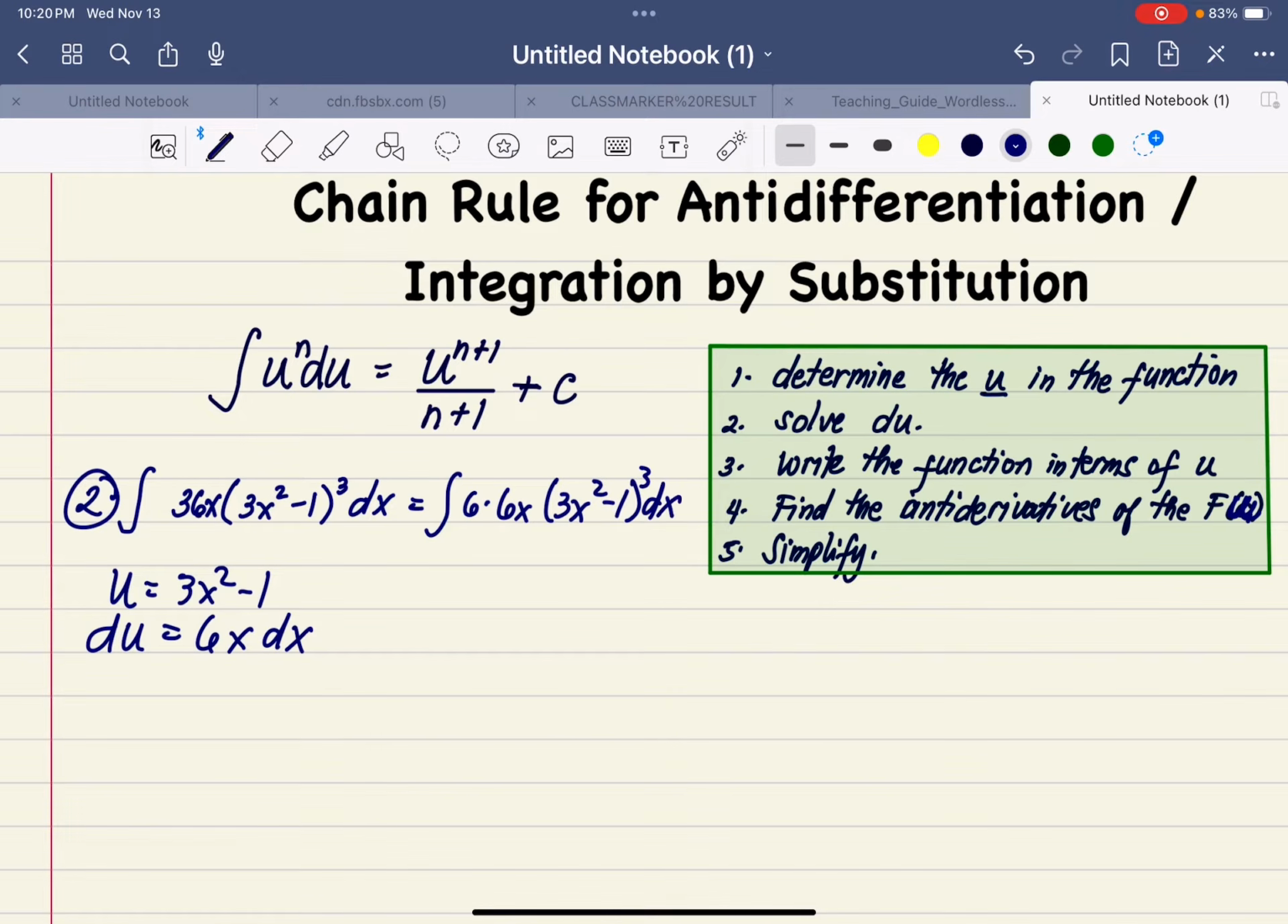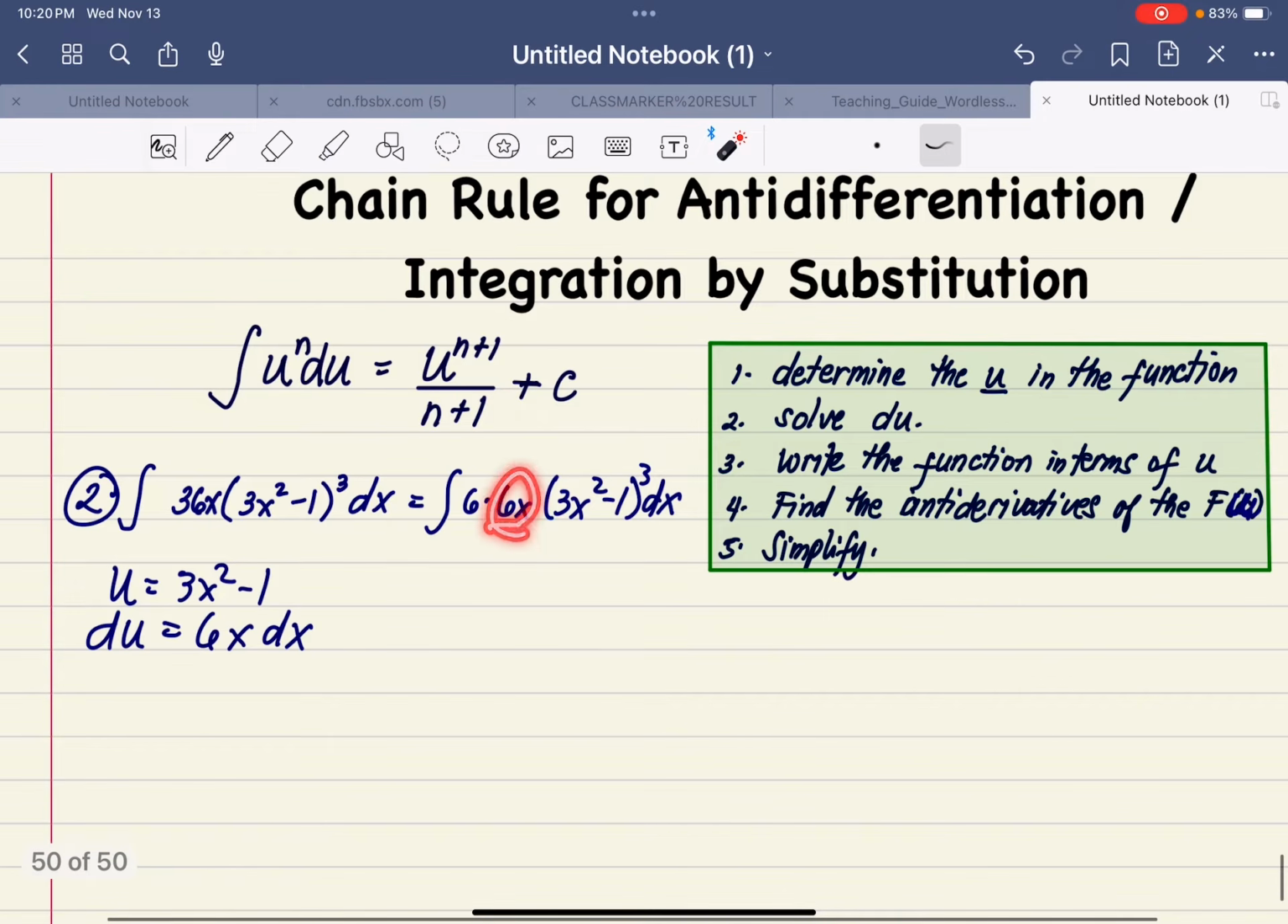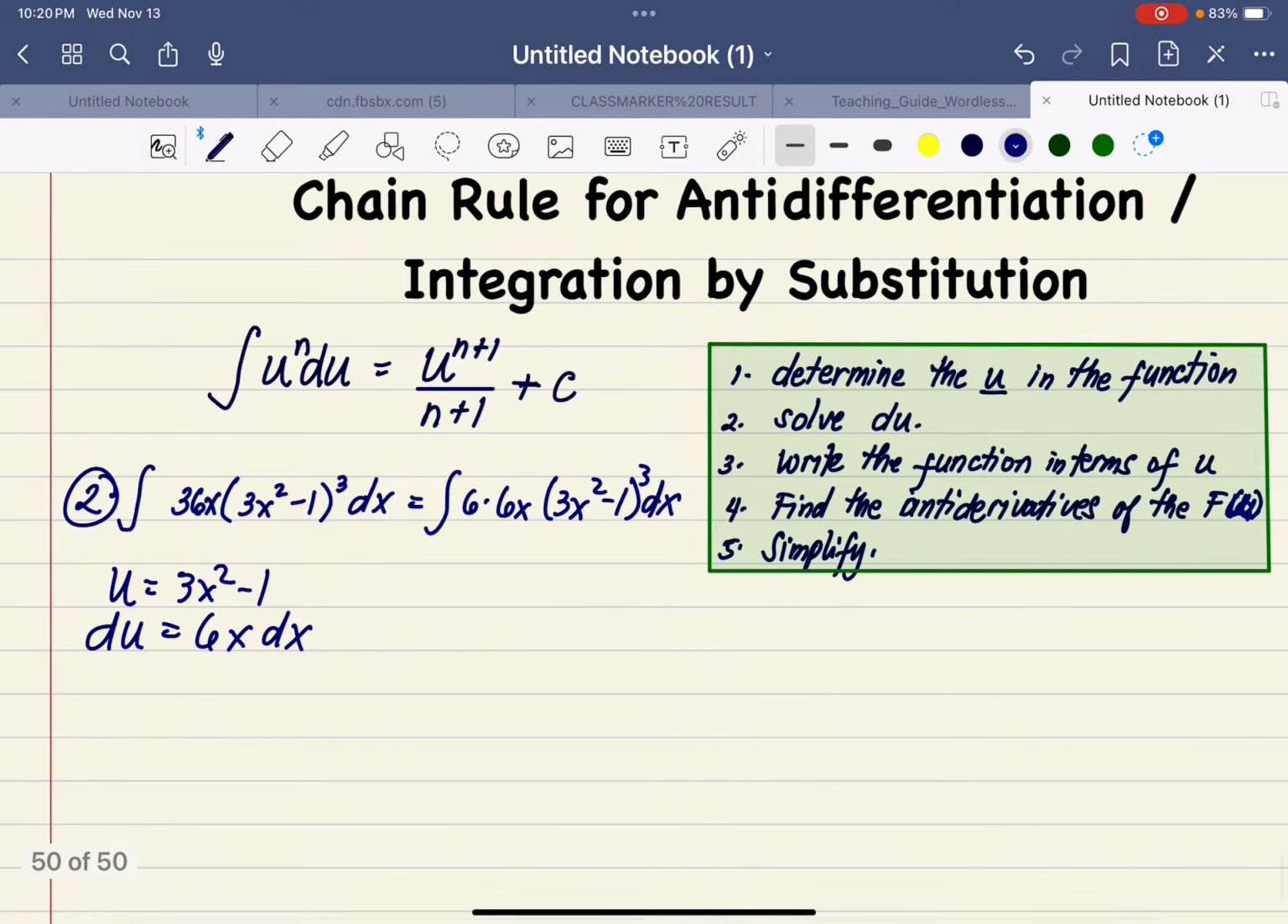And now this 6x can be written beside the dx. The constant 6 can be written before the integral symbol. So we can write the constant 6 before the integral symbol. So this will become 6 times the antiderivative of (3x squared minus 1) cubed times 6x dx. So we write 6x dx beside dx.